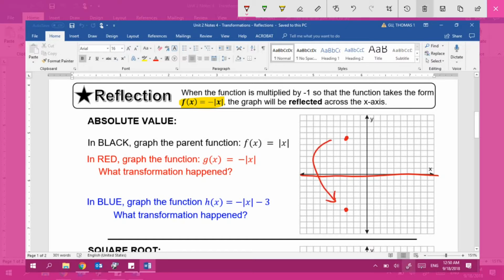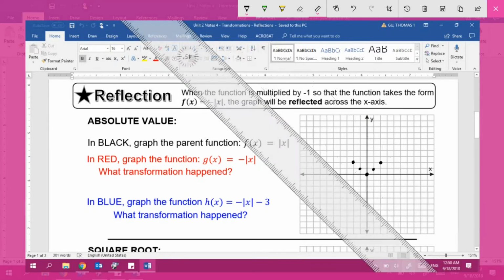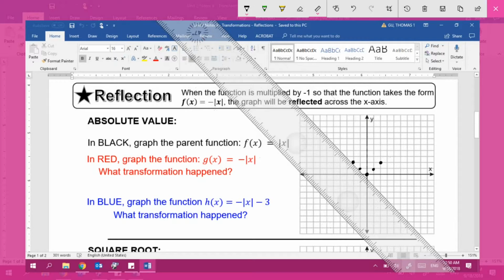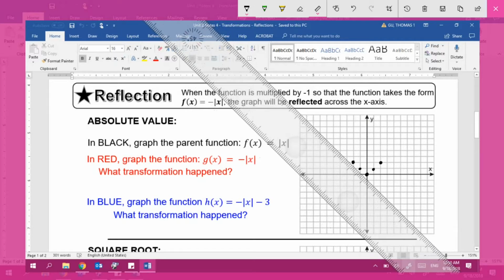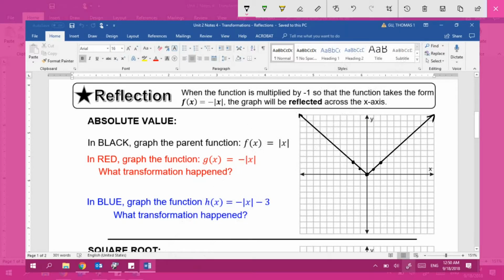So let's look at some examples then. This one says absolute value. In black, we're going to graph the parent function. Now, we've already done this a bunch, so we should remember the points. Negative 2, 2, 1, 1. So it's just a v like this. So we've graphed the parent function right there. And so there's my parent function, f of x equals the absolute value of x.